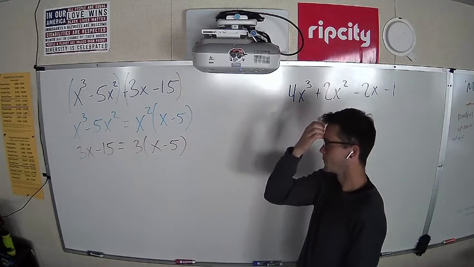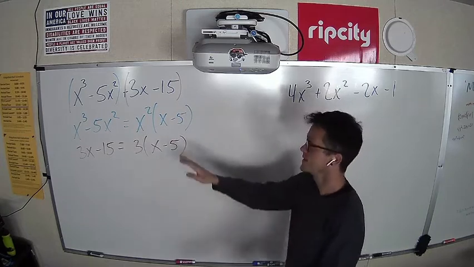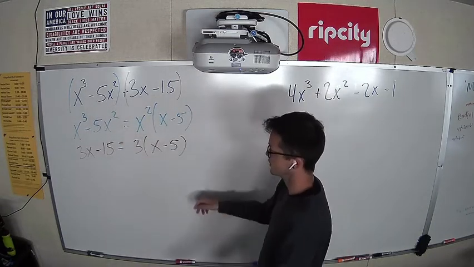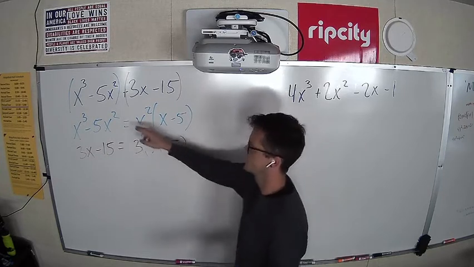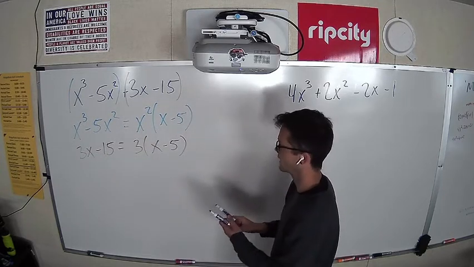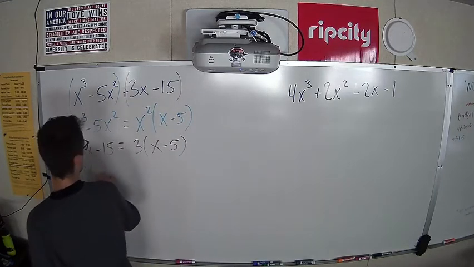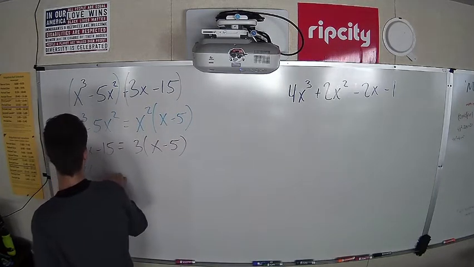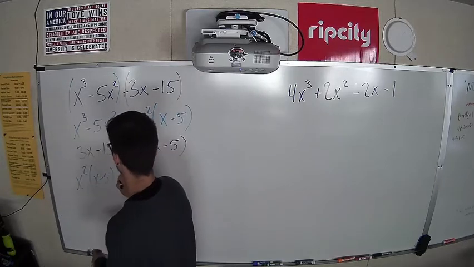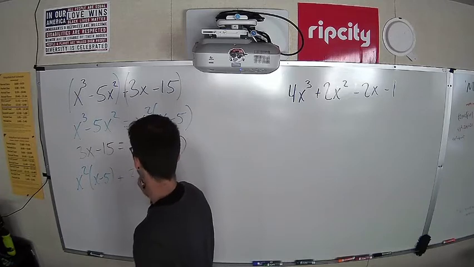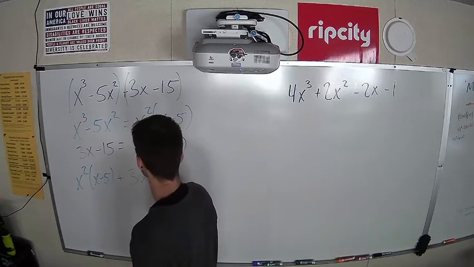There it is. Cool. Let's smash them back together like what we had, because earlier we had blue stuff plus red stuff. Doesn't really matter the order if we're adding. So we're going to set it back up again: x squared times x minus 5, and we're adding that to 3 times x minus 5.